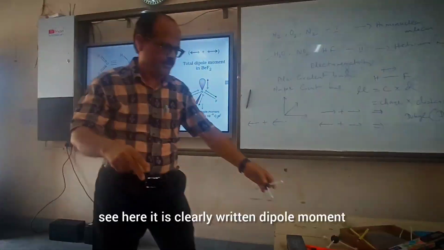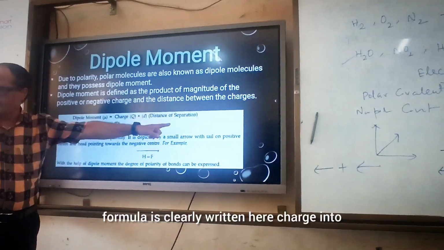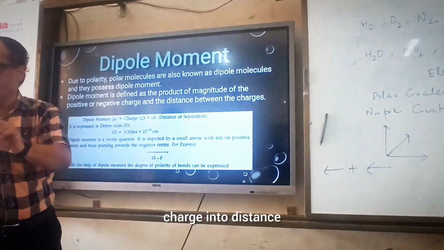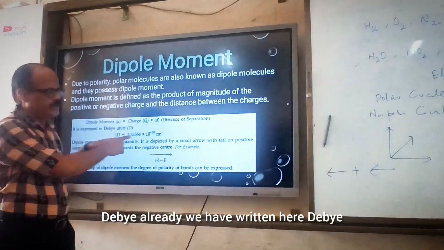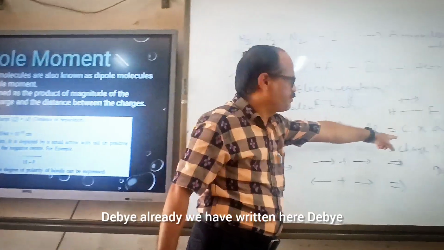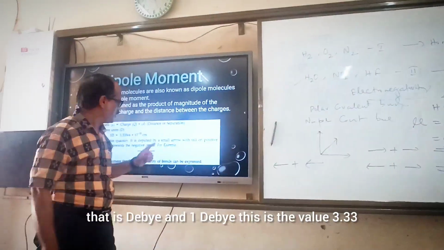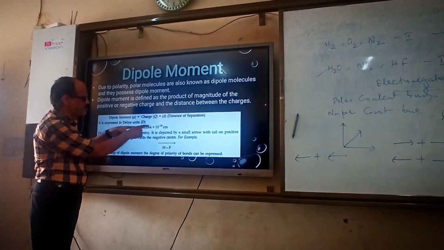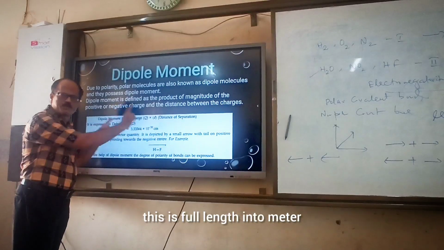Very good. Here the dipole moment formula is clearly written: charge into distance. Is it okay? Yes. And the unit is very clearly mentioned here, Debye. Already we have seen and I have written it here, that is Debye. And 1 Debye is the value 3.33 multiplied by 10 to the minus 30 Coulomb meter.